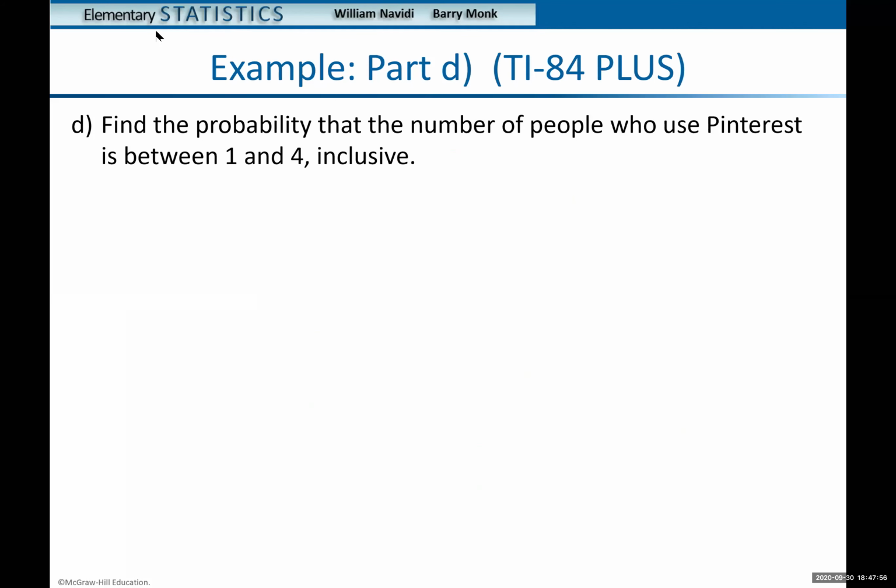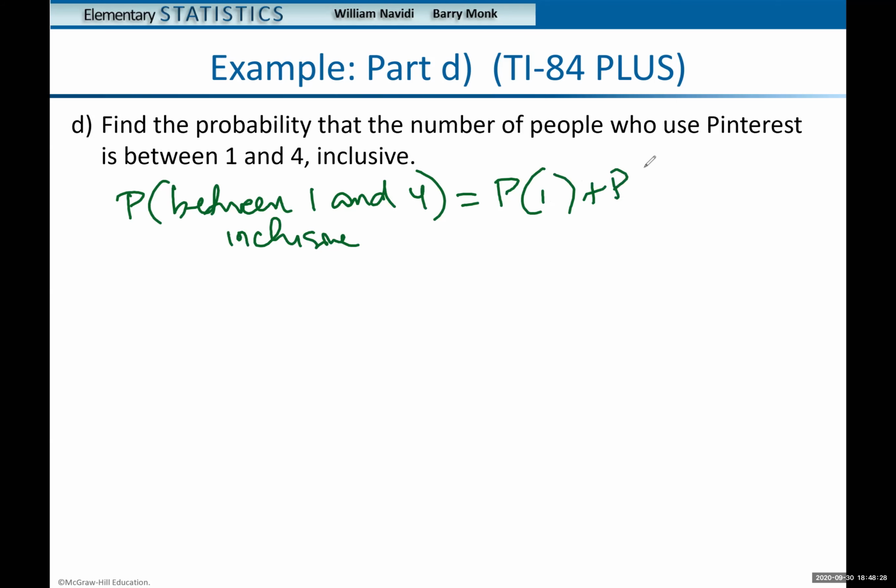Find the probability that the number of people who use Pinterest is between 1 and 4, inclusive. Inclusive meaning you have to include 1 and 4. So this is the probability of 1 plus 2 plus 3 plus 4, so all the 4 probabilities.